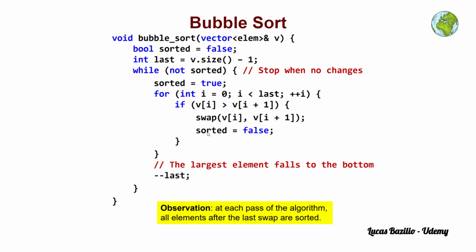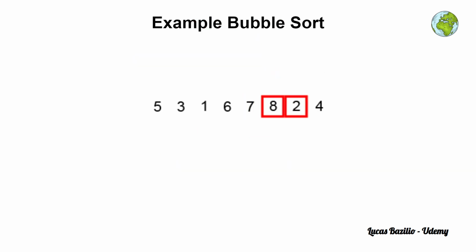If we find something that is wrong, we just say, okay, sorted is false, and we are going to go again to this while loop and do another path, right? At the end, keep in mind that the greatest element is going to fall to the bottom. What does that mean? Well, initially, as we know, 8 is going to be in the last position. But now, we know that 8 is already in its correct position. We don't need to swap 8. So now we decrease the value of last by 1 unit. So now last is 4, right? The last element is 4 because we don't need to compare 8.